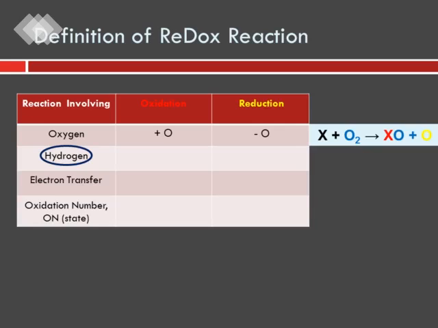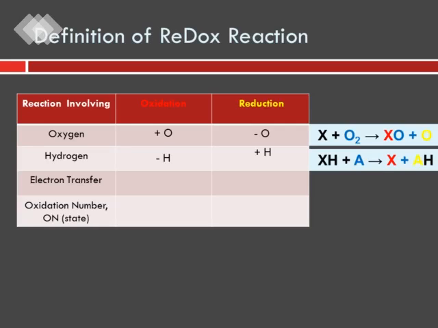When a reaction involves hydrogen, the one that lost hydrogen is said to be oxidized and the one that accepts hydrogen is said to be reduced. In this case, X lost its hydrogen atom and became oxidized.